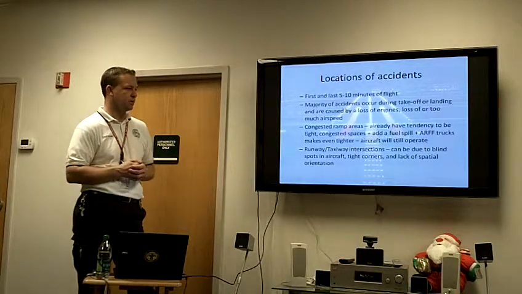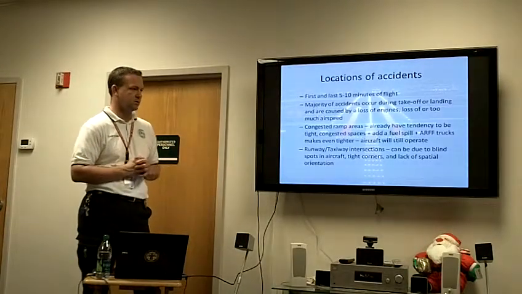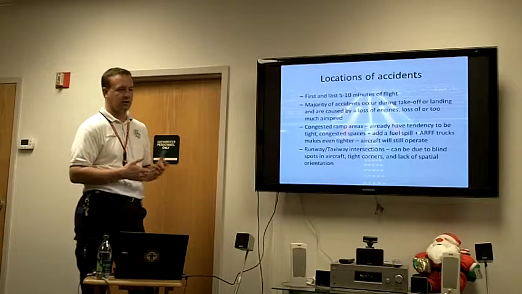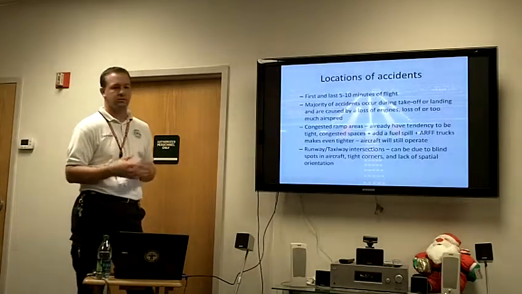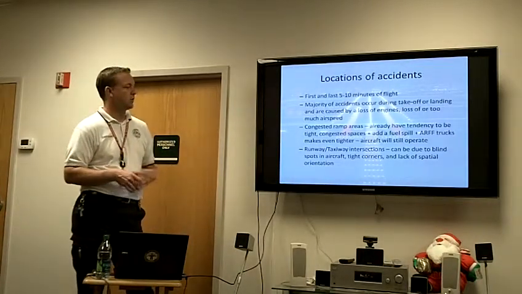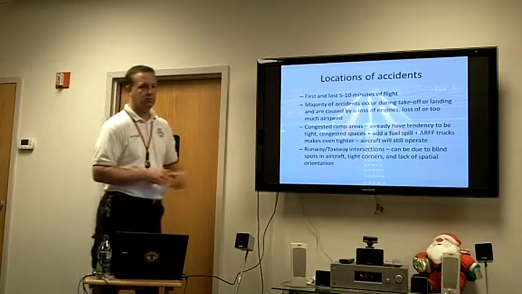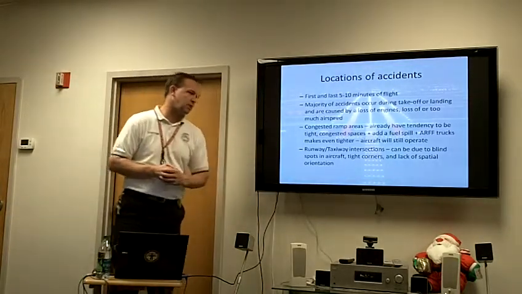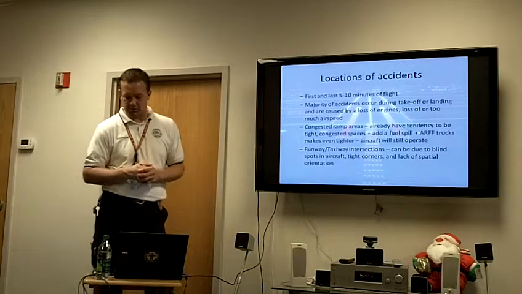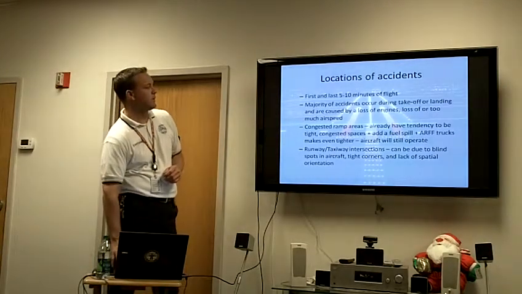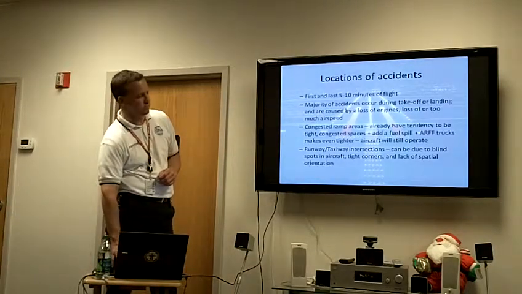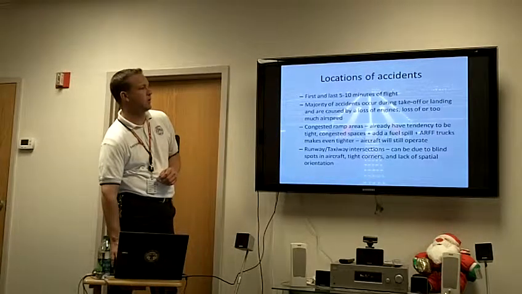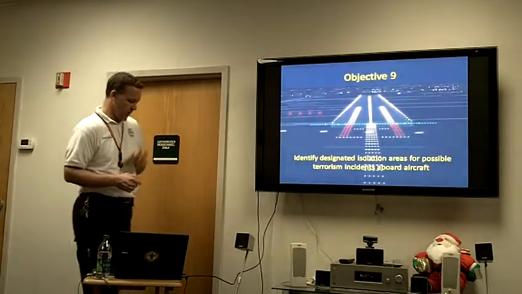Congested ramp areas also have a tendency to be very tight. You add a fuel spill or something like that, and our vehicles make it even tighter. Runway and taxiway intersections also are a concern due to blind spots in aircraft, tight corners, and so on and so forth. So there are a lot of areas susceptible to things going wrong in an incident.